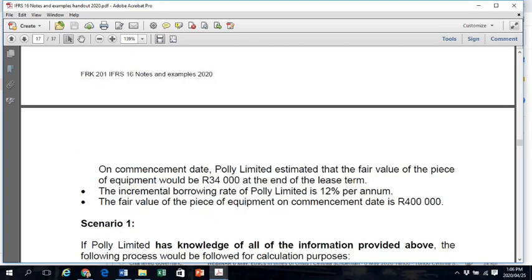On commencement date, Poly Limited estimated that the fair value of the piece of equipment would be R34,000 at the end of the lease term. Because the lessee has to calculate the present value at commencement date, you already have to estimate your expected future payment under the residual value guarantee. The incremental borrowing rate of Poly is 12%, and the fair value of the piece of equipment on commencement date is R400,000.